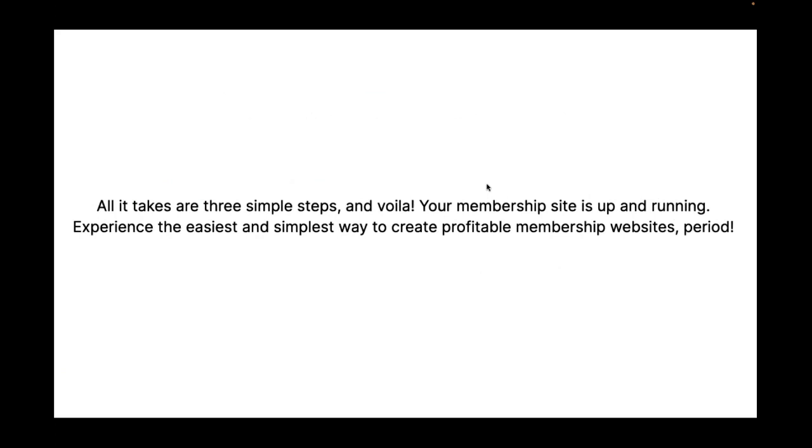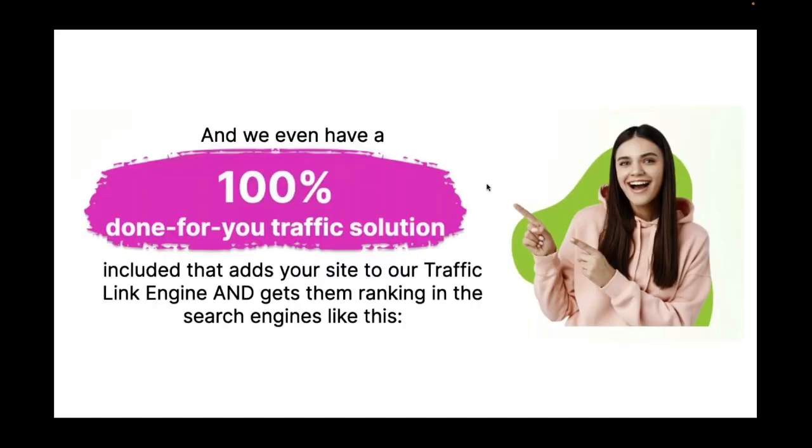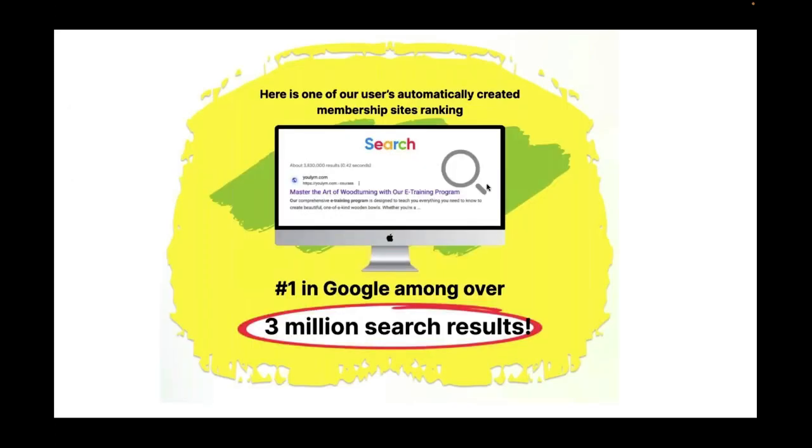So all it takes with our software is 3 simple steps, and voila, your membership site is up and running. And now you can experience the fastest, easiest, and simplest way to create profitable membership sites, period. And we even have a 100% done-for-you traffic solution included that adds your site to our traffic link engine. It gets them ranking in the search engines, and we actually have results of our content ranking already in Google. And remember, this is a brand new software, and we're already getting results.